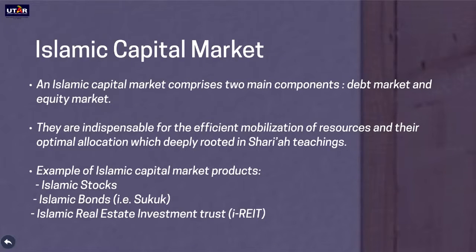Now we look at the Islamic capital market. An Islamic capital market comprises two main components: debt market and equity market. They are indispensable for the efficient mobilization of resources and their optimal allocation, which is deeply rooted in Sharia teaching. There are three types of capital market products: Islamic stocks, Islamic bonds, i.e. sukuk, and Islamic real estate investment trust, IREIT.